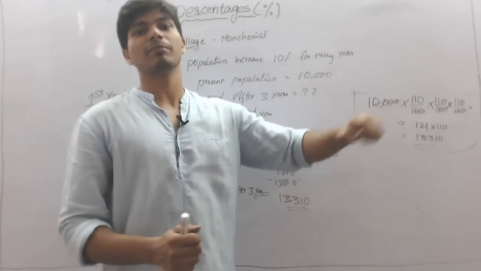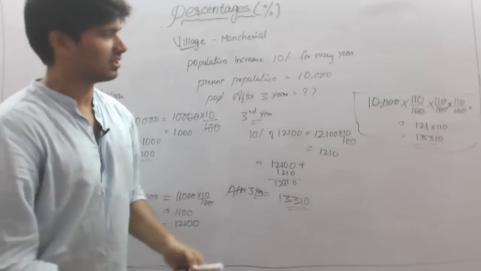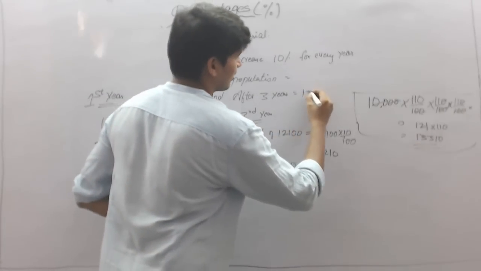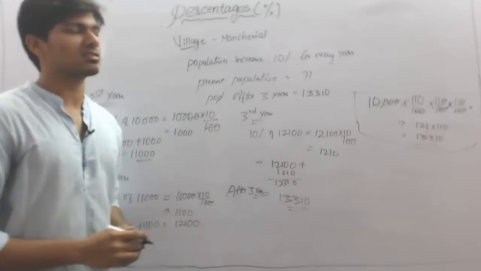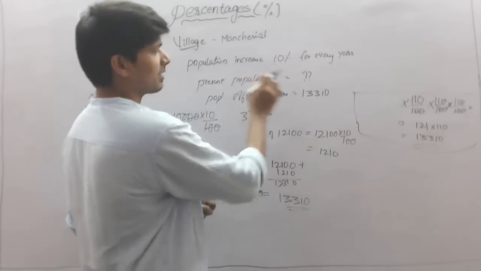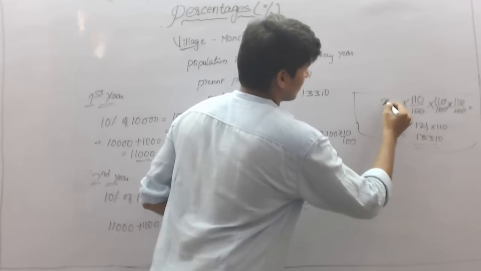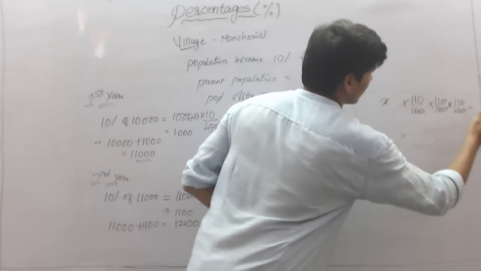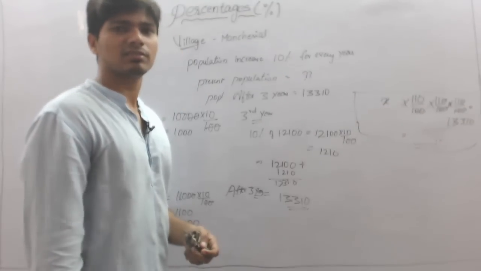Now let's frame the question in a different way. Here he has given the present population. Now let's say he gives the population after 3 years, that is 13310. Now find the present population. If we asked that, what will you do? Here it is very simple. We need to find the present population, that is x. Now the final population is directly given, 13310. You can find x.